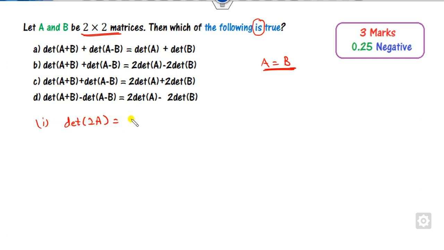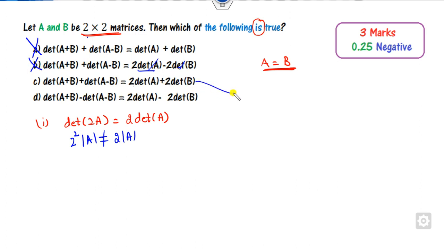The right hand side is 2 times determinant of A. All of you know that this is not true. Why? Because this will be 2 raised to the power of the size of the matrix. Determinant of 2A is not equal to 2 times determinant of A. Similarly for this one, if A is equal to B, the right hand side is 0 but the left hand side is non-zero.